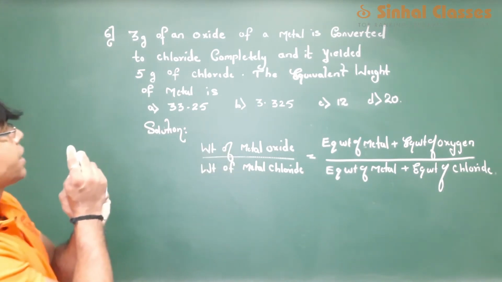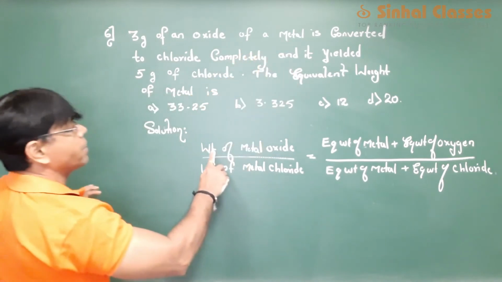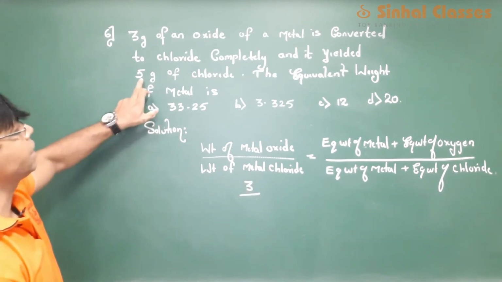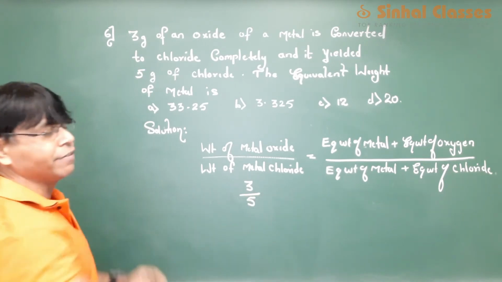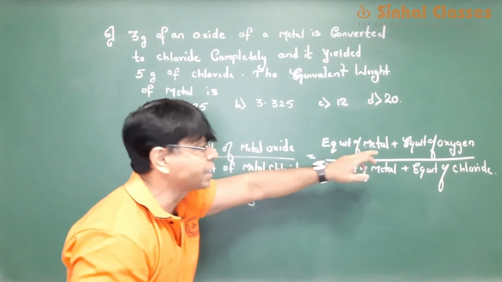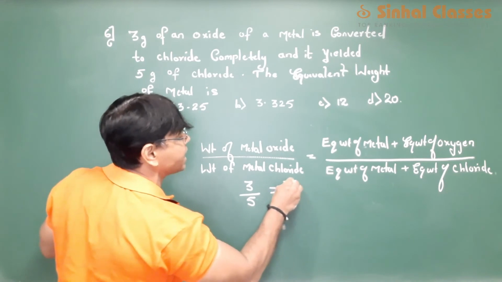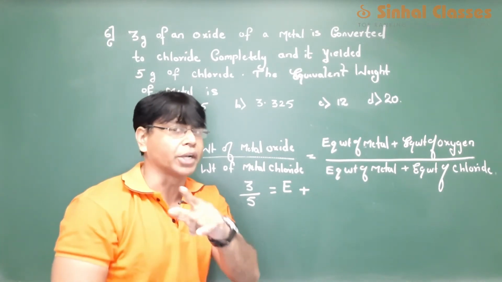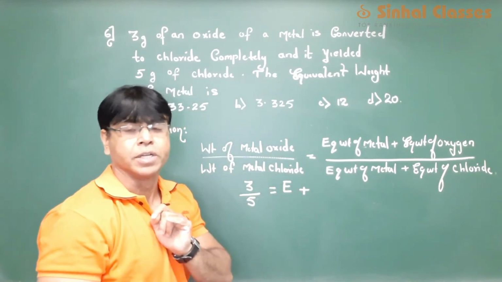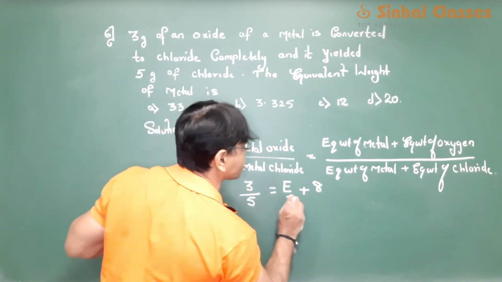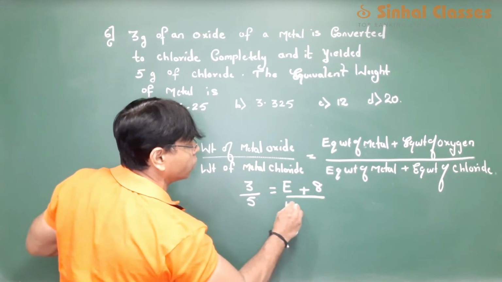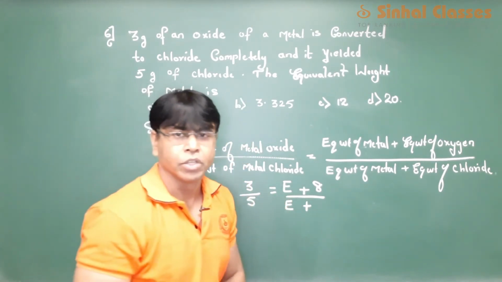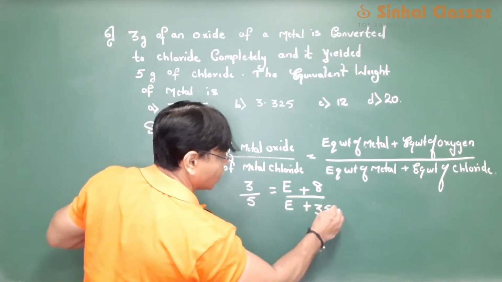Now just substitute what is given to you. 3 grams of oxide of a metal means the weight of metal oxide is 3 grams, so put 3 here. Weight of metal chloride has been given 5, so 3 divided by 5 is equal to the equivalent weight of metal. We don't know that, we have to find it, so let it be represented as E. Equivalent weight of oxygen, we all know, is 8. How did you get it? 16 divided by 2 for oxygen, so it will be 8. Equivalent weight of metal I don't know, so let it be E. Equivalent weight of chloride is 35.5 divided by the valency 1, so 35.5.